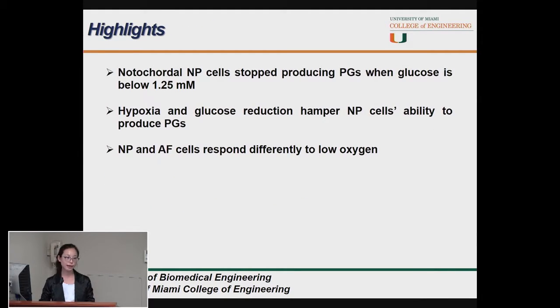We found in this study that a threshold glucose value of 2.5 millimolar is a key glucose level below which NP cells' ability to produce proteoglycan is hampered. Also, NP cells and AF cells respond differently to altered nutrition environments in terms of ATP and proteoglycan production. So targeting their intracellular ATP level may help boost their ability to reproduce proteoglycan.